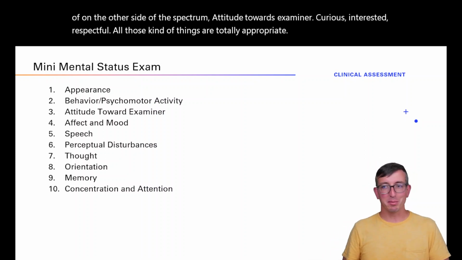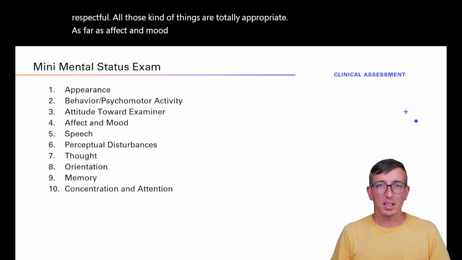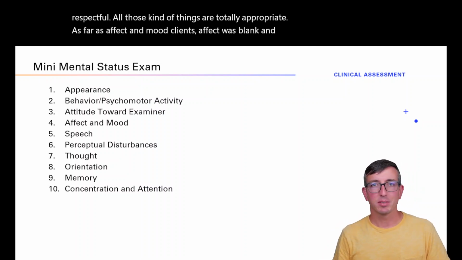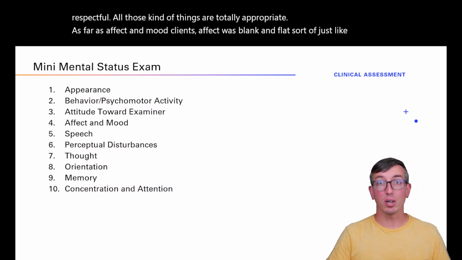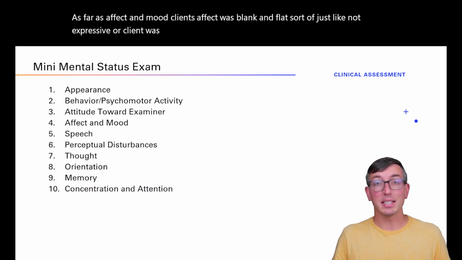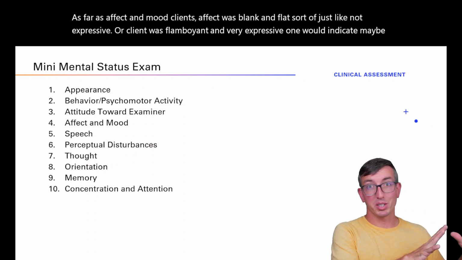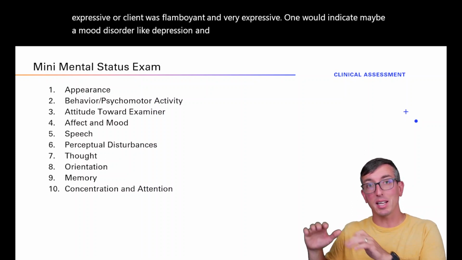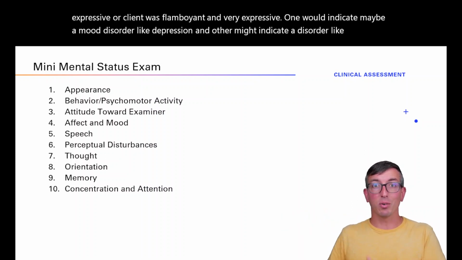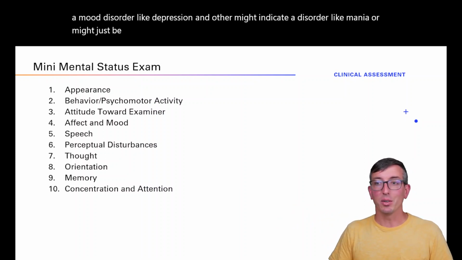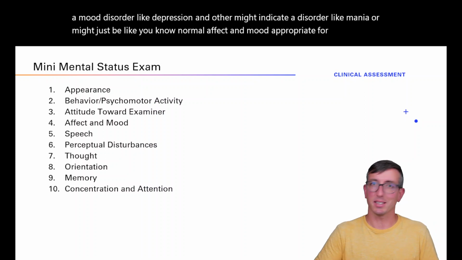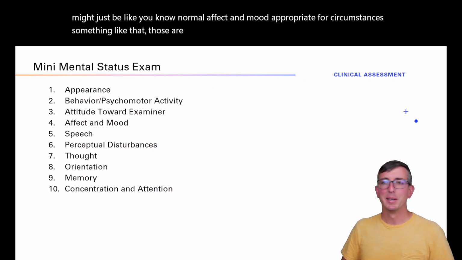As far as affect and mood, client's affect was blank and flat, sort of not expressive. Or client was flamboyant and very expressive. One would indicate maybe a mood disorder like depression. Another might indicate a disorder like mania, or might just be normal affect and mood appropriate for circumstances. Those are appropriate terms.